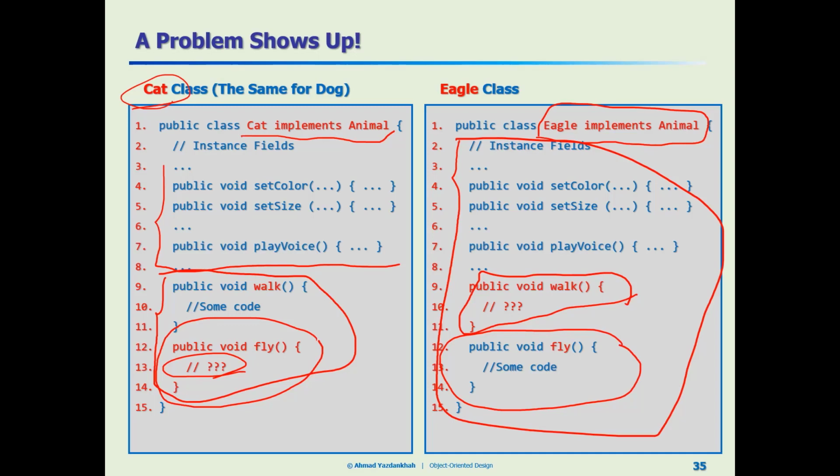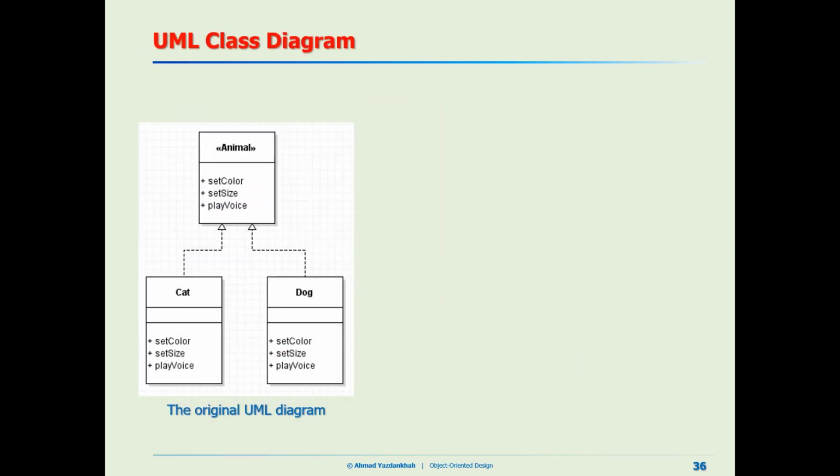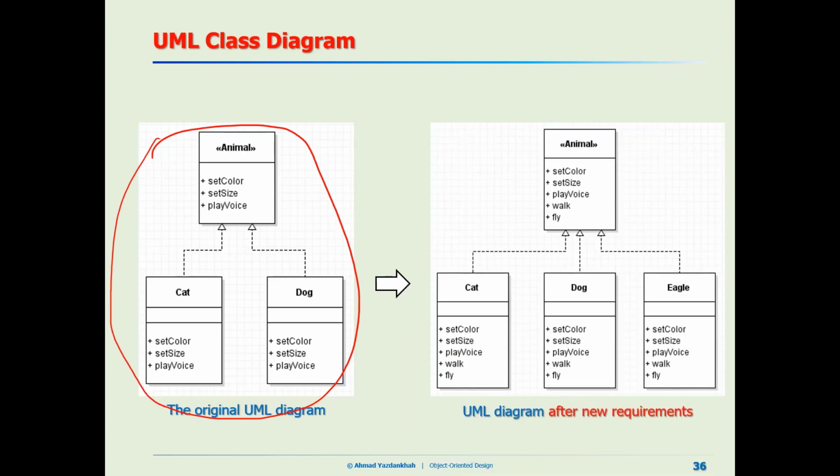Okay, now let's take a look at the UML class diagram. So this was what we had before, right? Now, after this new requirement, the UML diagram changes to this. So we added these two methods here that would be implemented here and here. And also we created a new class Eagle that should implement all of these five methods.